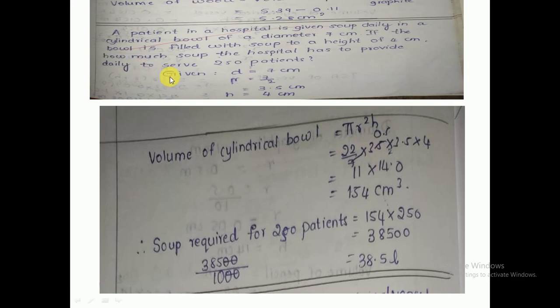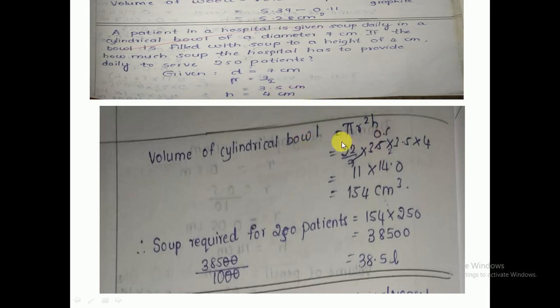First, simple problem, this one is a very simple problem. Given diameter is equal to 7 centimeter, radius is 7/2, then height is 4 centimeter. Okay, diameter 7 means radius 7/2, that is 3.5 centimeter. Then height is 4 centimeter.